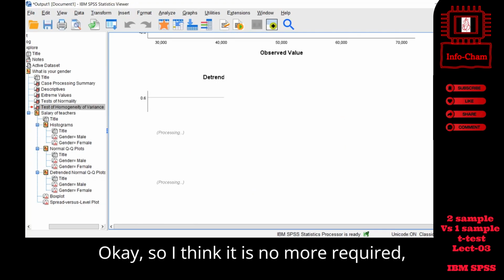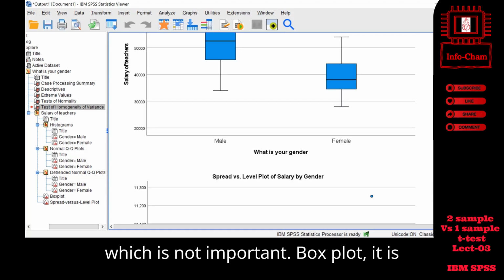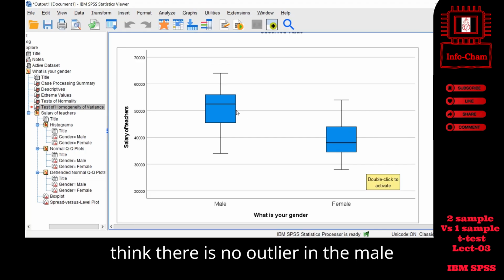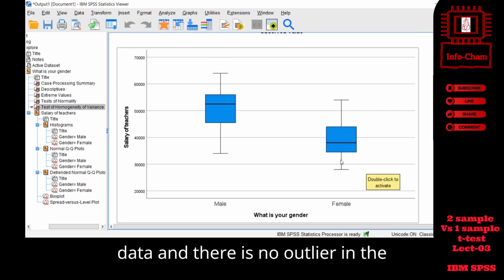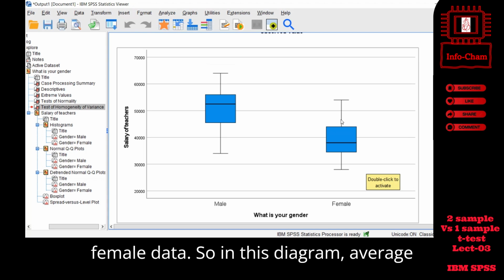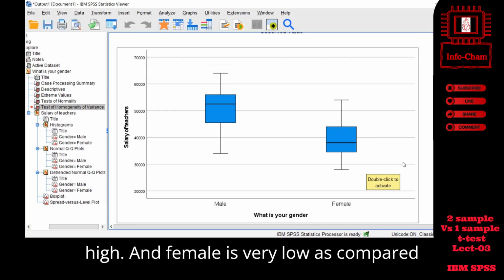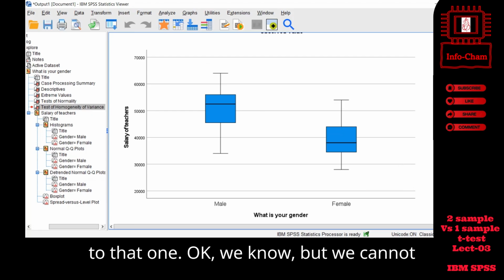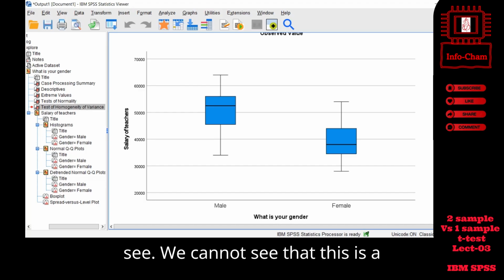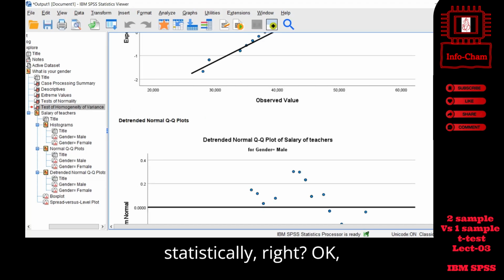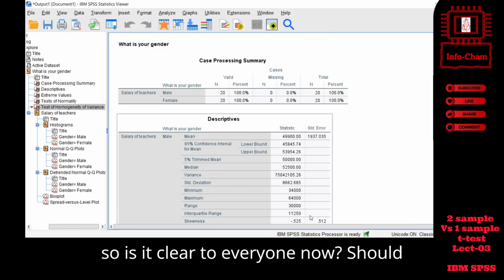Okay, so I think it is no more required. Box plot, it is good. Can I see some outlier? I think there is no outlier in the male data and no outlier in the female data. In this diagram, the average salary for the males looks high and for the females very low by comparison. Okay, we know, but we cannot just see that this is a difference. We have to give the proof statistically, right? Is it clear to everyone now?